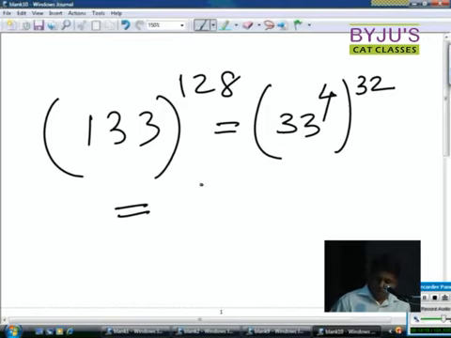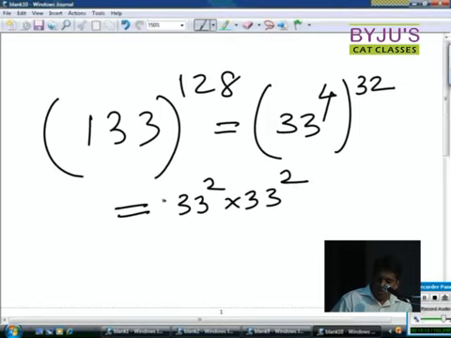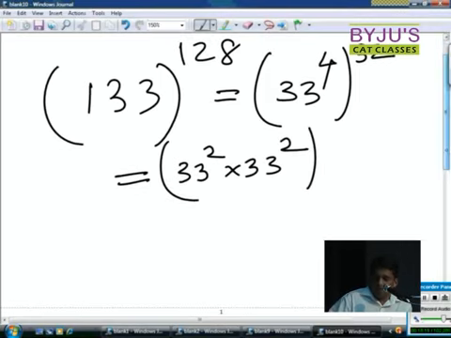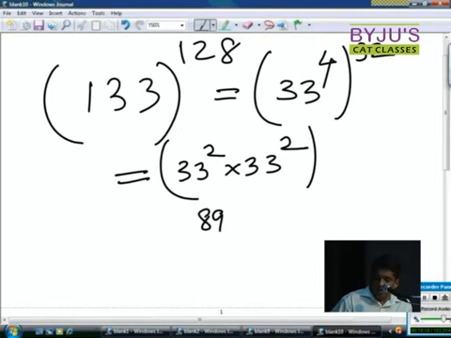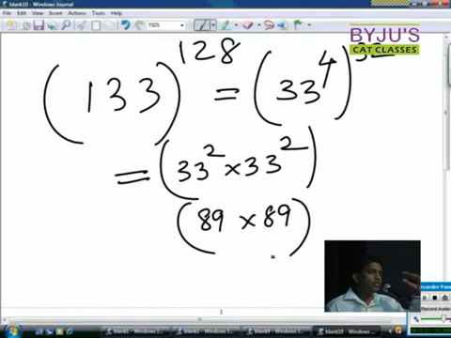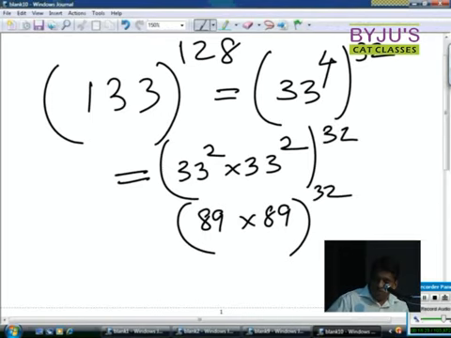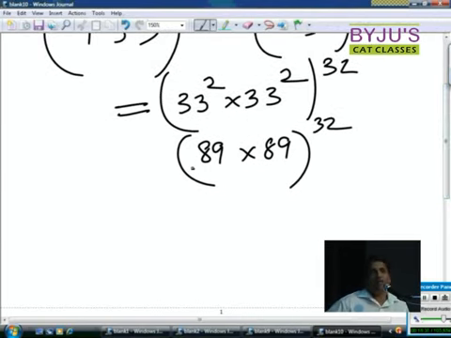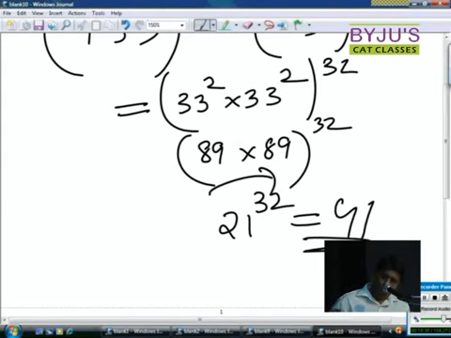So it's like this, right? Here, 33, first you will write 33 square. Power you can write it later. Then it will become 89 into 89, because 33 is 50 minus 17 and that 17 is what you want. And 89 into 89 will be similar to that of 11 square. So 89 into 89 will end with the same last two digits as that of 11 square, which is 21 raised to 32 is 1 and 2 into 2 is 4.